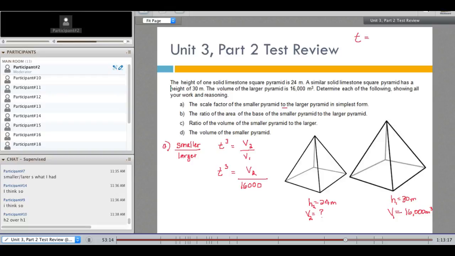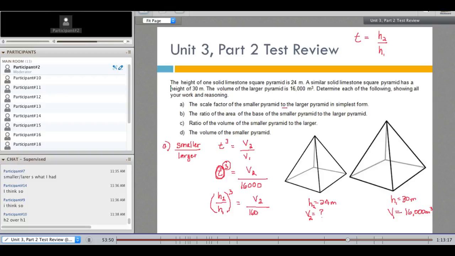t is the ratio of the one-dimensional amounts. In this case, it's height. So t is height 2 over height 1. So right here, just for this t, that's what I'm going to put in: height 2 over height 1. That's my substitution for t. Remember, t is still cubed. So that whole thing, height 2 over height 1, is just for t, and then you still have to cube all that.